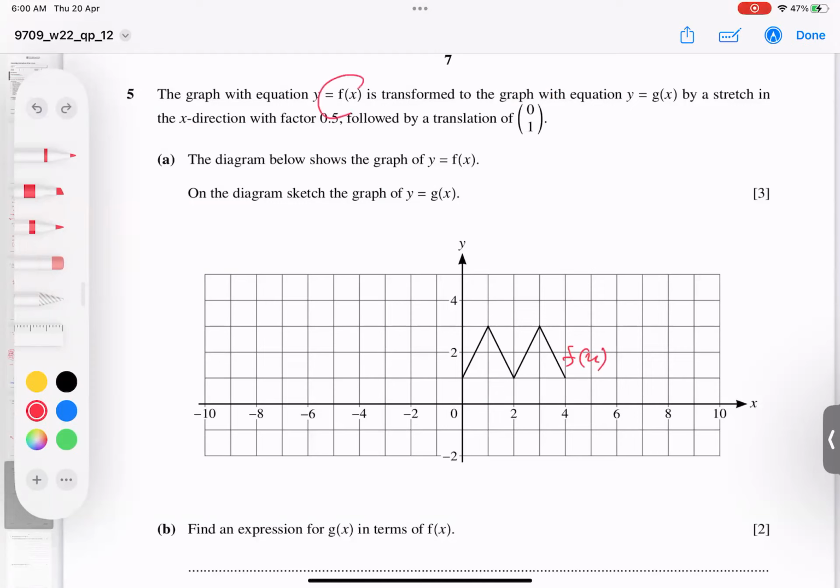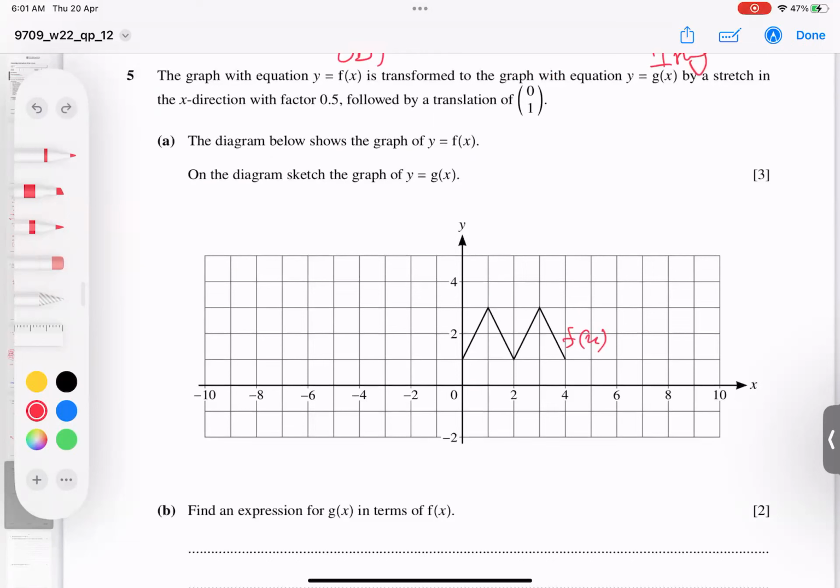And he said that f is transformed. So it means object is this, image is this. This is object. This is image. And object is given by him. We have to go to the image. Before I start, I want to show you one idea. Whenever we say stretch parallel to x-axis, we take a scale factor 1 over a. In what scale factor? 0.5.